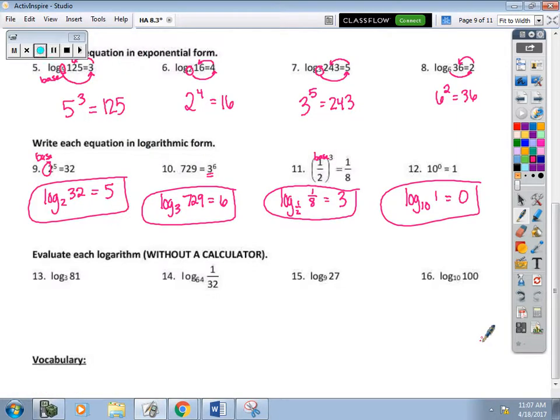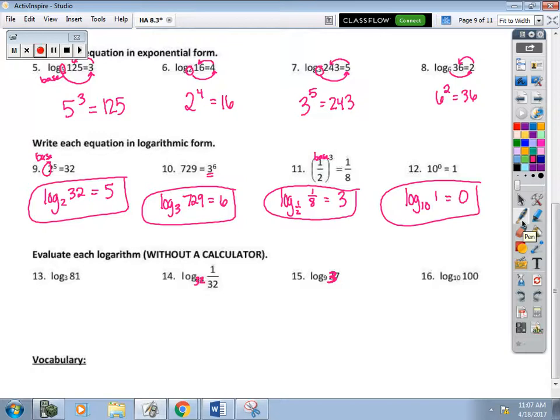Now, before we get started, I have 2 typos. This should be log base 32 instead of 64. And this should be log base 9 of 3. I thought I changed those, but apparently I didn't hit save.